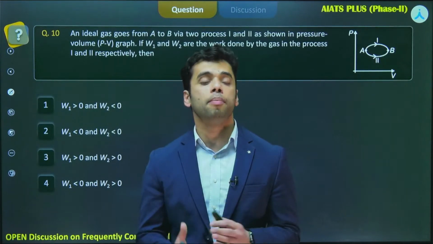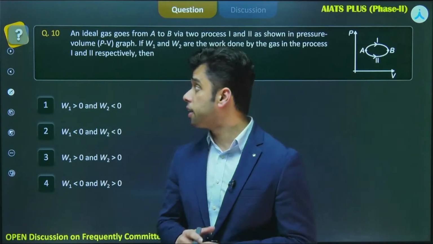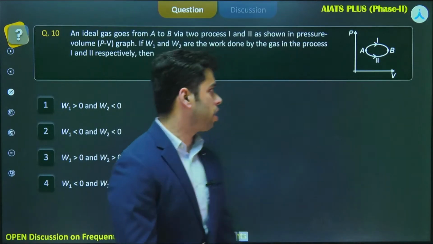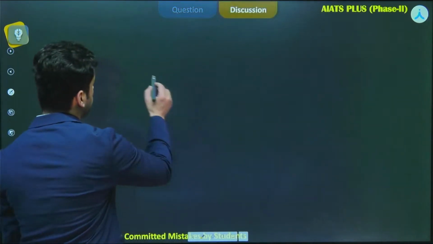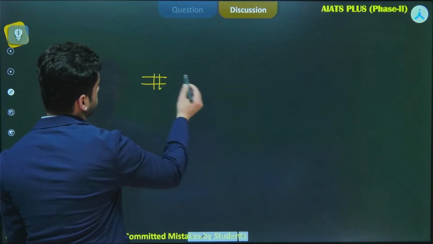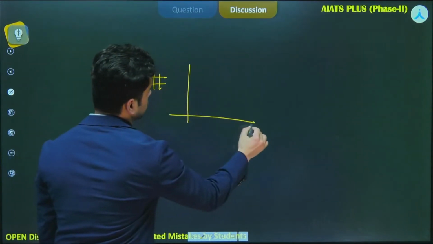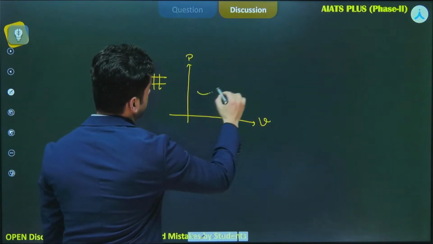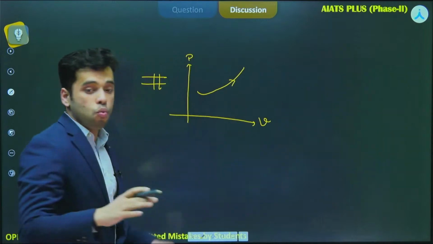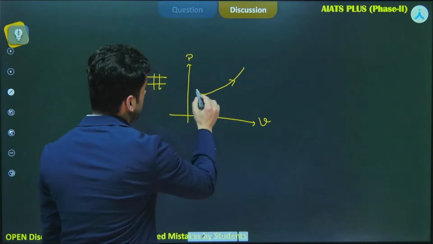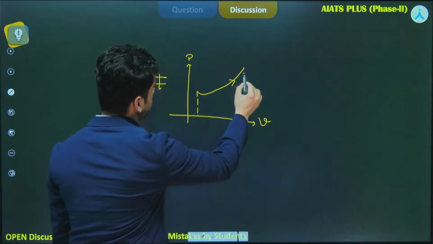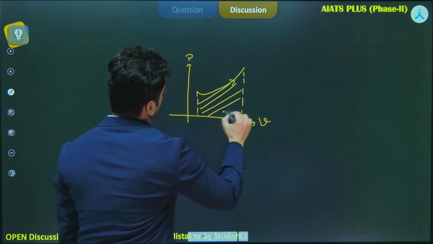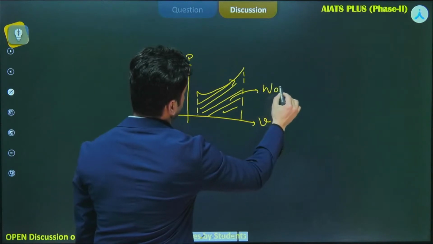So we just need to comment whether the work done will be positive or negative, right? So dear students, let's solve this. What are the concepts that we need to keep in mind while dealing with such problems? So work done, if this is your PV curve, I'm drawing a random PV curve. If this is your PV curve, then the work done is given by the area under the pressure volume curve projected on the volume axis. This area is going to give you the work done.